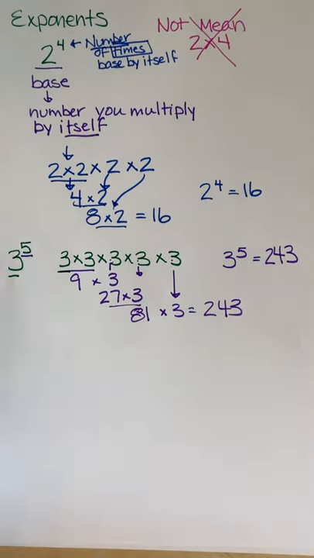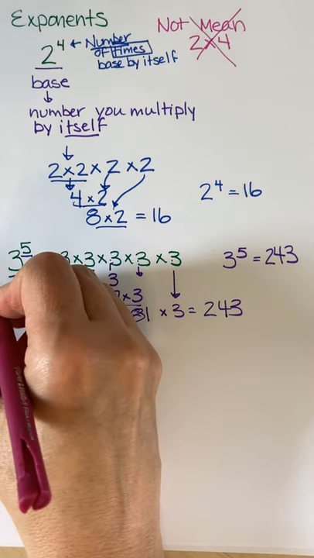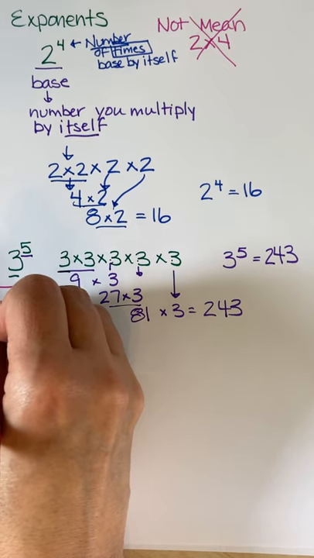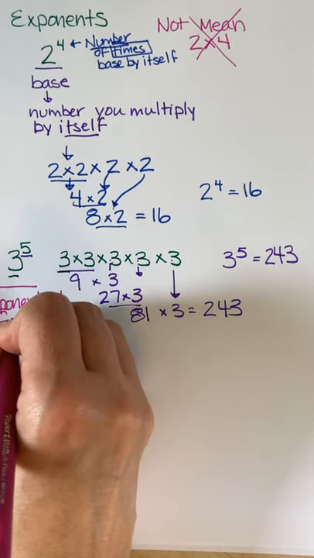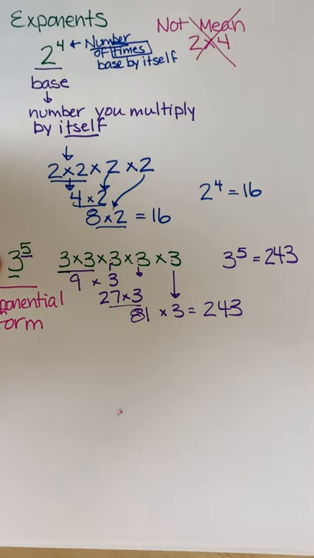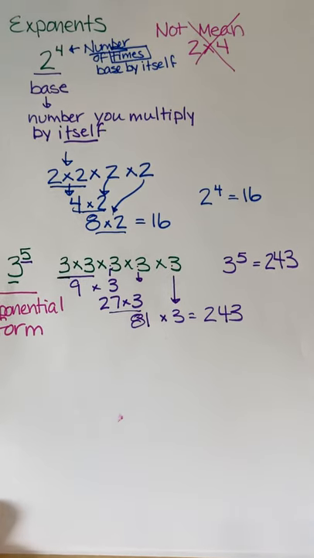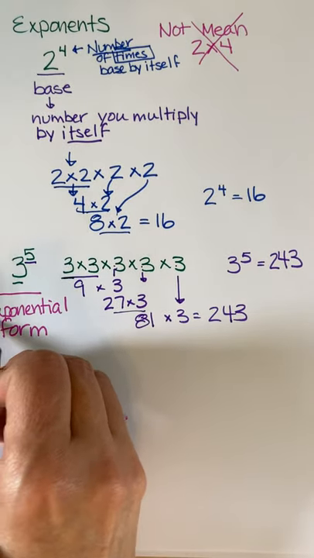Okay, so Raffy bit my pen here, so this is called exponential form. It is written with a base and an exponent, okay? That's exponential form. That's all that means. It means it's written as an exponent. It literally has the word exponent in it, okay?